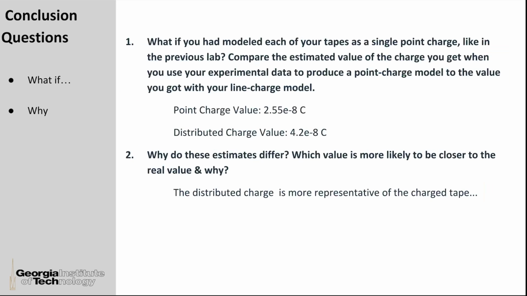So we were asked two questions in relation to our lab. The first compared the point charge value versus the line charge value, and the line charge value is noticeably bigger because it is essentially multiple point charges added together. This increases the gravitational force on the object, which requires more electric force to keep the tape static in the air. The distributed charge model is more representative of this charged tape because the model is more complex with multiple point charges versus the one modeled in the previous lab.